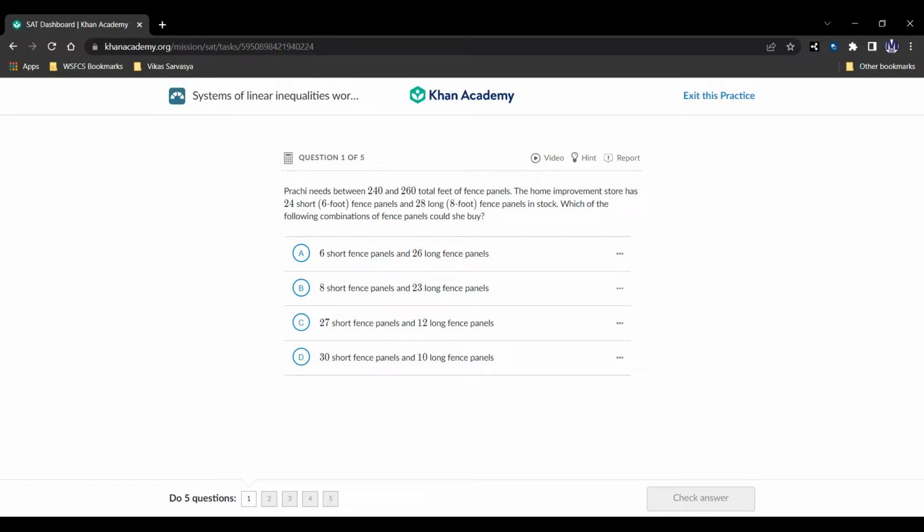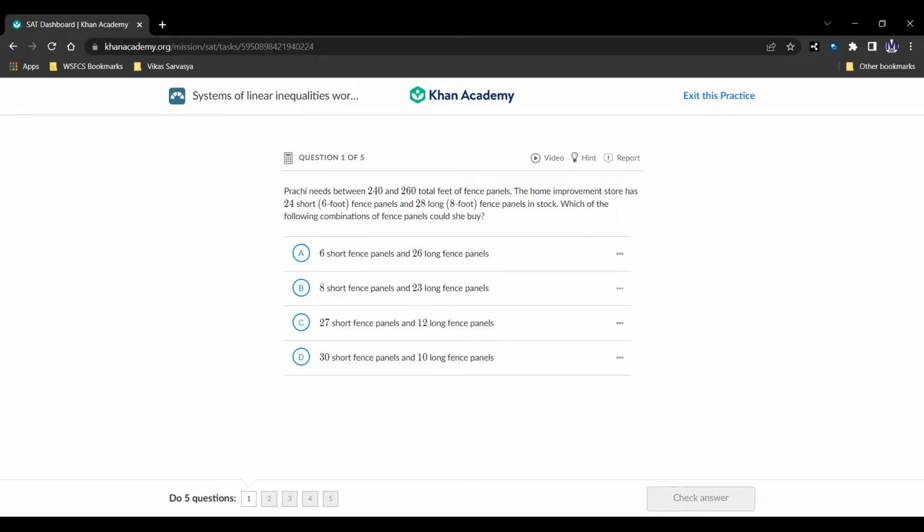Question number 1. Prachi needs between 240 and 260 total feet of fenced panels. The home improvement store has 24 short 6-foot fence panels and 28 long 8-foot fence panels in stock. Which of the following combinations of fence panels could she buy?